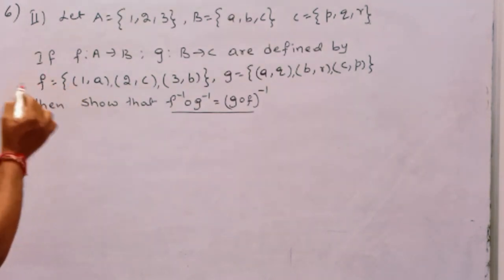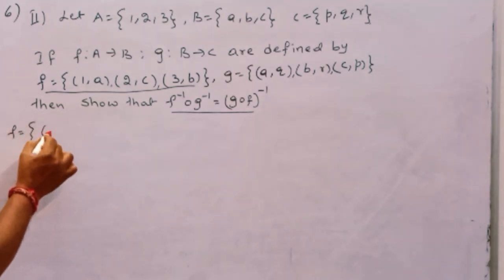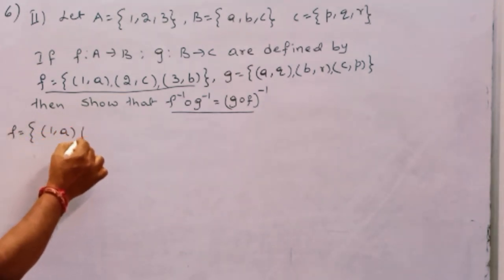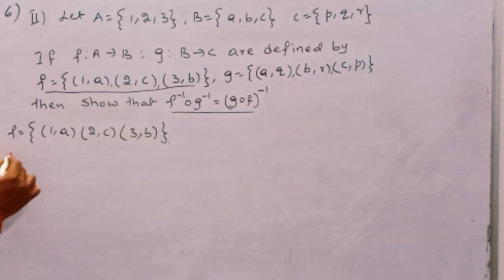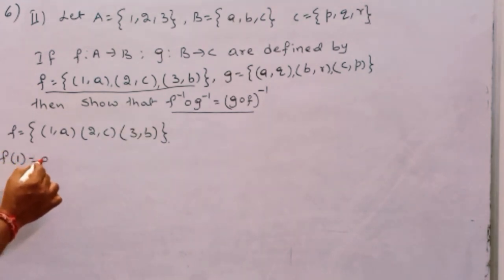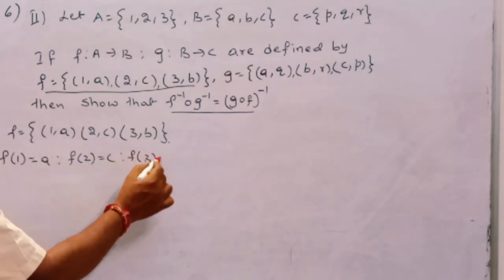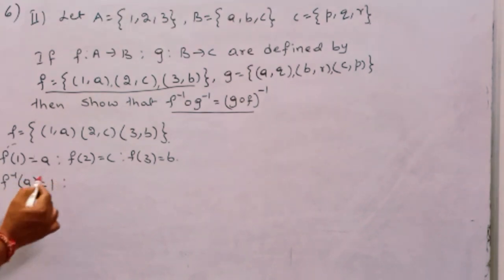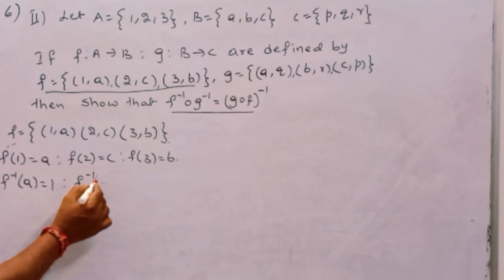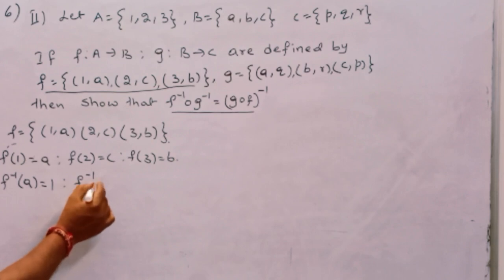First of all, you write this. f is equal to the set of ordered pairs (1, a), (2, c), (3, b). So f of 1 is a, f of 2 is c, f of 3, the image, is b. Similarly, on the other side, f inverse of a is equal to 1. f inverse of c is equal to what?